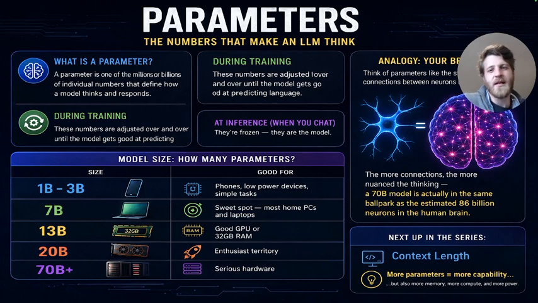You can think about the parameters being equivalent to neurons in a brain. The more neural connections the brain has, the more complex and nuanced the brain's thinking is. In a similar fashion, the more numerical parameters inside a large language model, the more nuanced and capable the thinking of the large language model is. A 70 billion parameter model is around the same ballpark as 86 billion neurons in the human brain. Okay, so that's incredibly sophisticated.